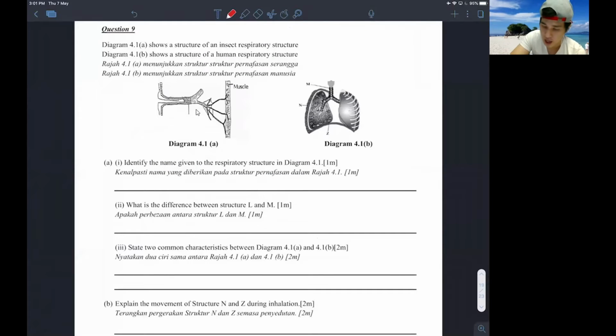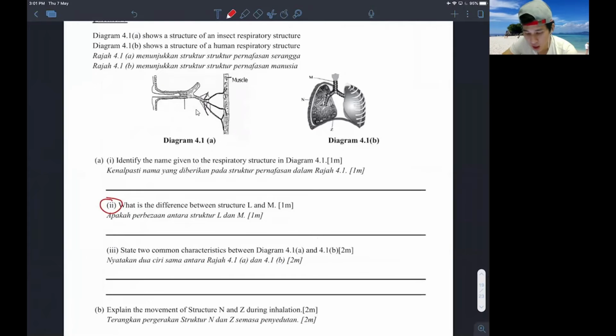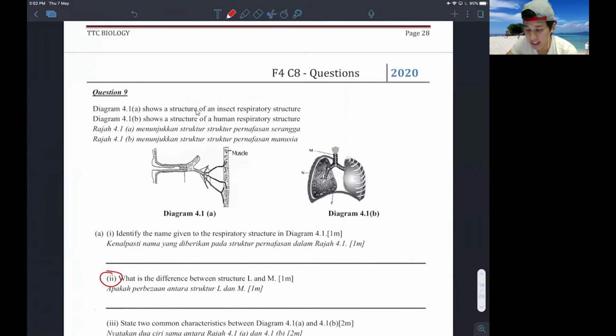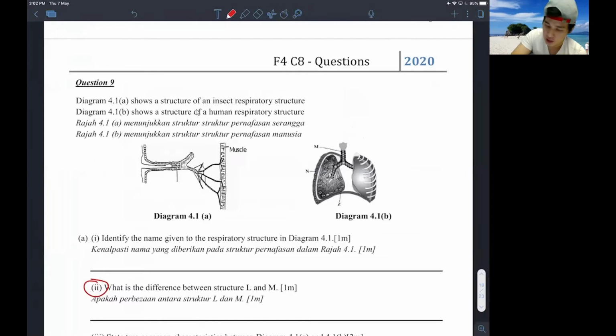But okay, so I'm going to look at A2. What's the difference between structure L and M? By the way, you can see there's an insect and a human pulmonary respiratory system. So L actually is here, left out already. So L and M, these two actually have the same name. Remember what it is called? We just mentioned just now for the insect, this part is called.